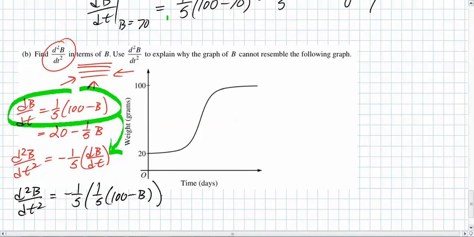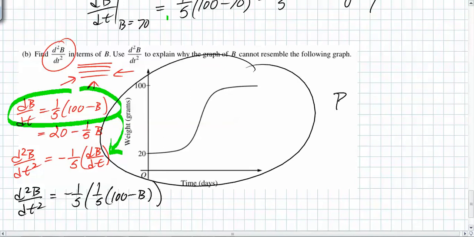So it's asking you to use this to explain why that graph cannot be right. They're saying this right here is B in terms of t, and here's your second derivative. They're asking you, why can't that be the graph? Well, they've made you find the second derivative. What does the second derivative tell you about the function? Concavity. So what can you tell me about the concavity of this thing?